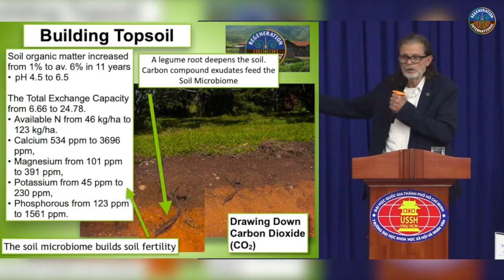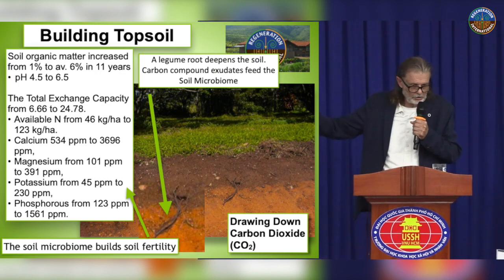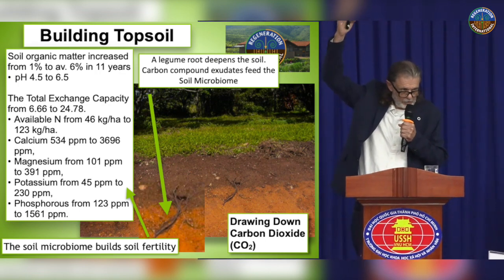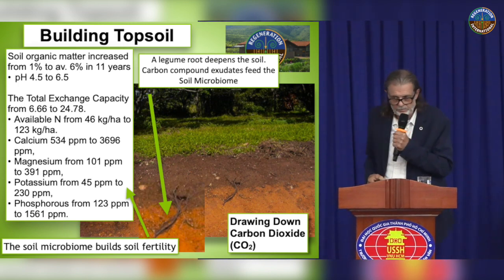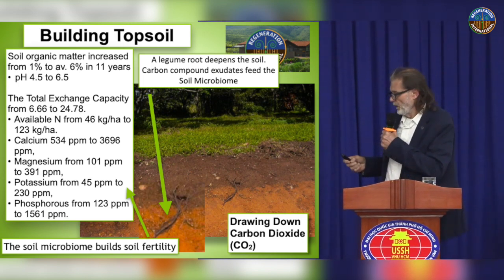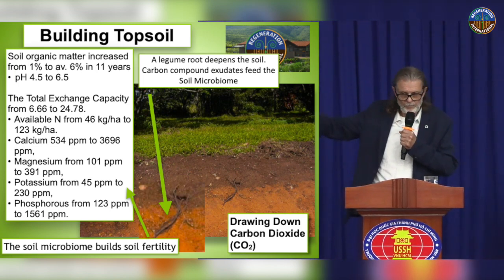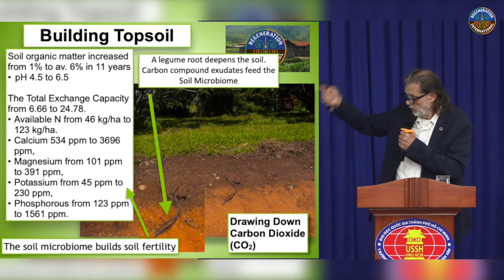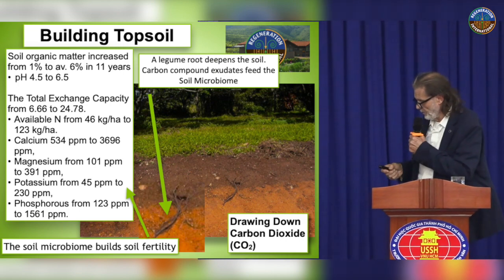This is our soil in the dry season. So what you saw is in the monsoon, we grow the cover crop, let it get tall. We cut it or graze it in the dry season. And in 11 years, we took our organic matter levels up from less than 1% to an average of 6%. In some places, it's 9%.